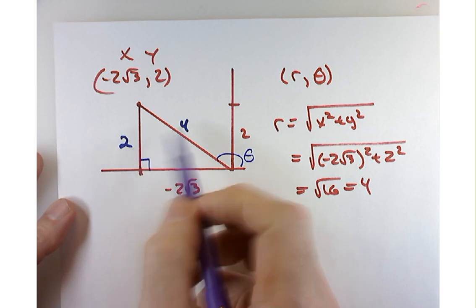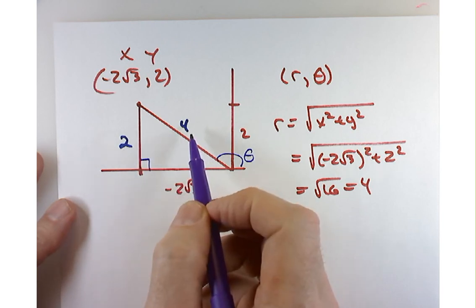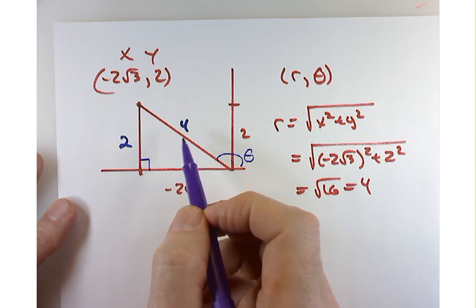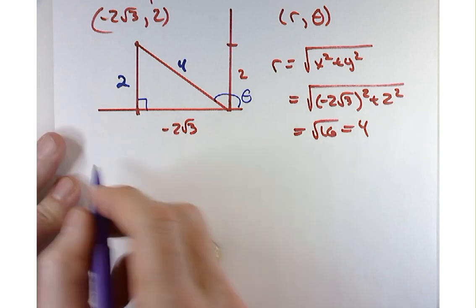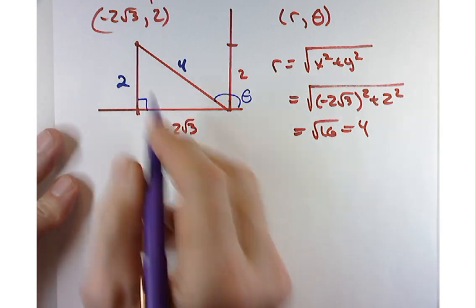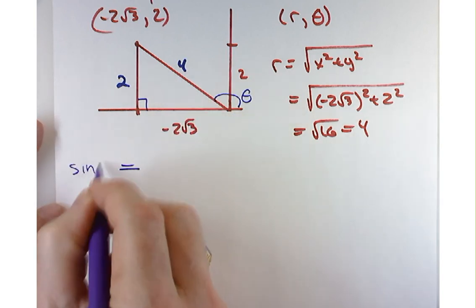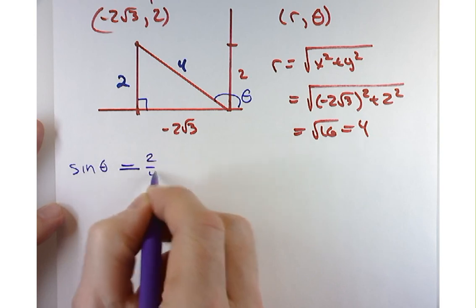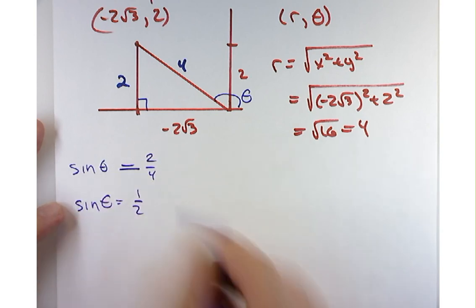I guess I'm attracted to this possibility, the 2 and the 4. But the 2 and the 4 is not going to work out perfect. Why not? Well, let's take a look here. What trig function is going to involve the ratio of the 2 and the 4? Sine. So sine of theta equals 2/4, or basically sine of theta equals 1/2.